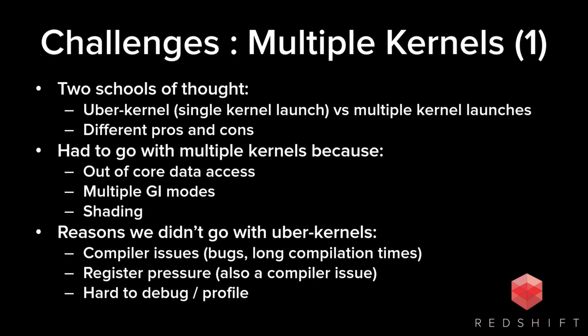So you probably had the Chaos guys just two talks ago talking about how multiple kernels are actually much worse than Uber kernels. Well, with Redshift, perhaps surprisingly, we found it to be the other way around.